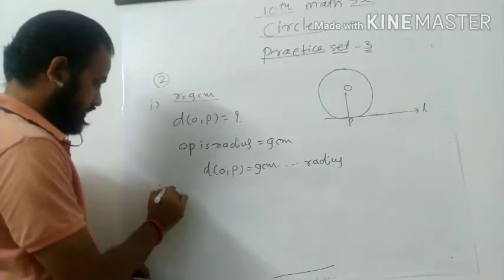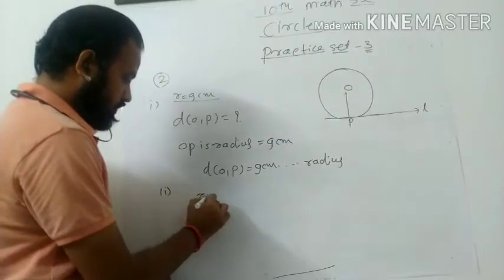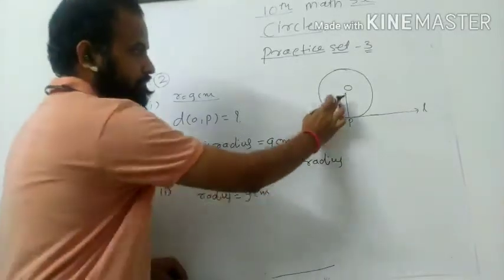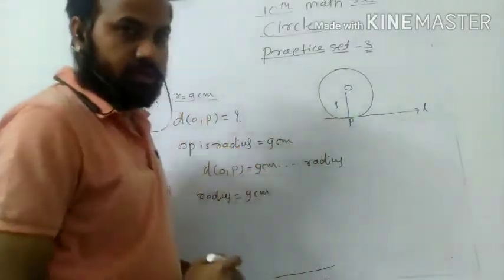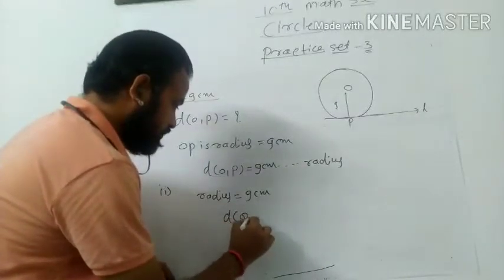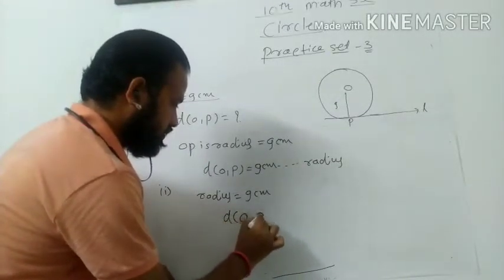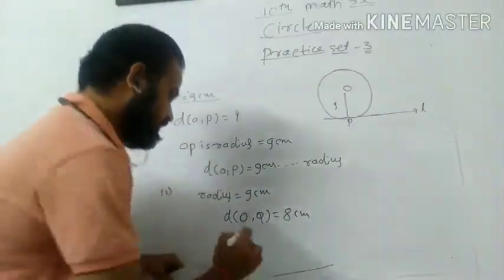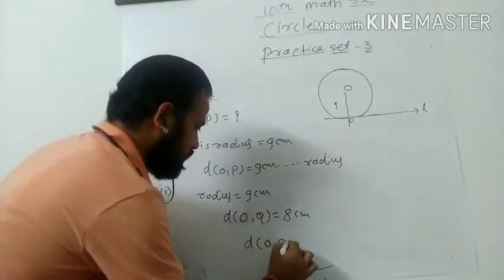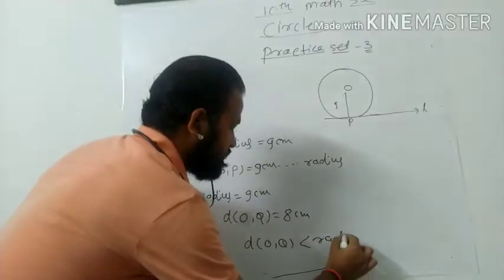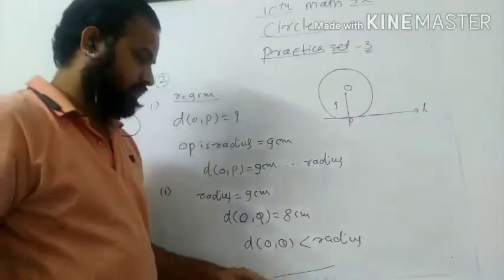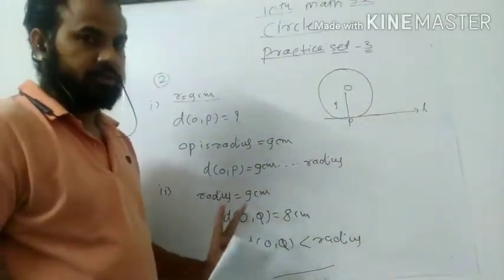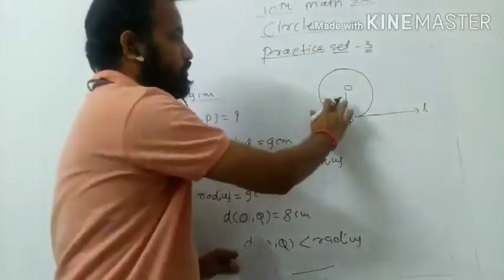Now we will solve the second sub question. As we all know, the radius OP is given as 9 centimeter, and the distance of OQ is given as 8 centimeter. One thing is clear: OQ is less than the radius. If the point Q is located at a distance less than the radius, it means it is located in the inside portion of the circle.